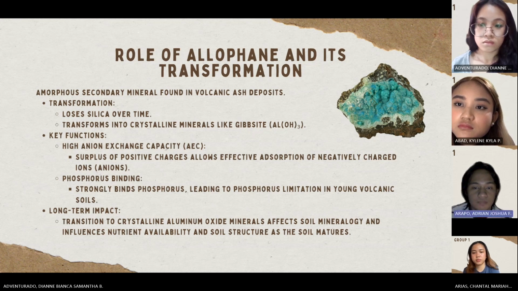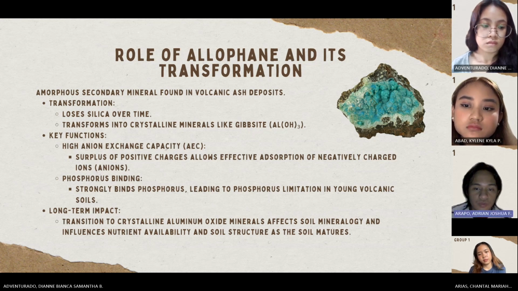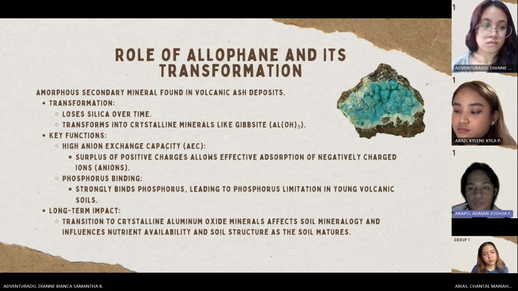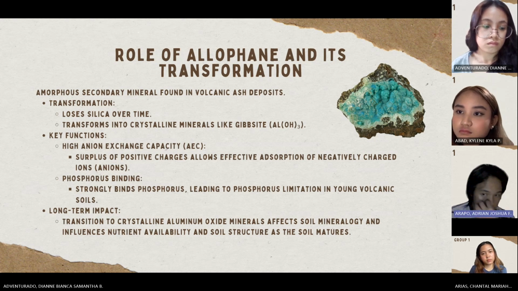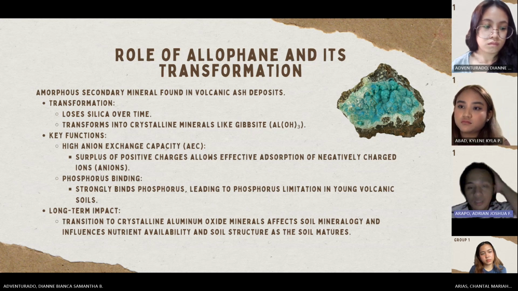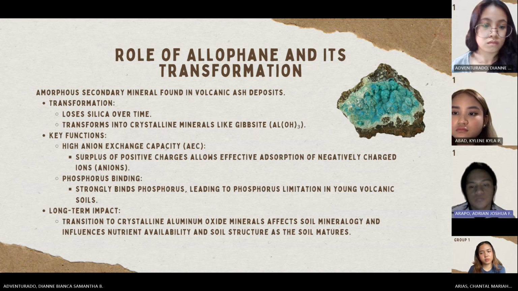So the allophane transforms over time as it loses its silica, which gradually transforms it into more stable crystalline minerals such as gibbsite. This transformation marks a key change in soil mineralogy as volcanic soils mature. So the blue part of that rock is what we call the gibbsite. So the key functions of allophane.